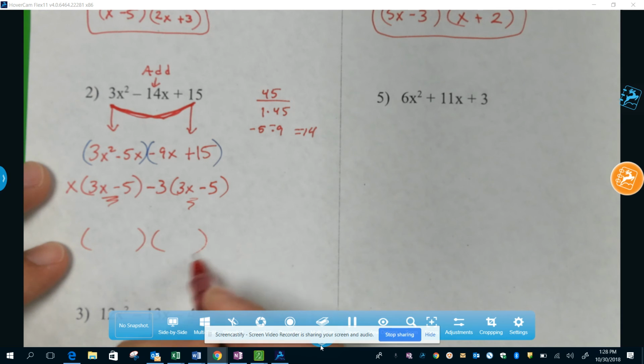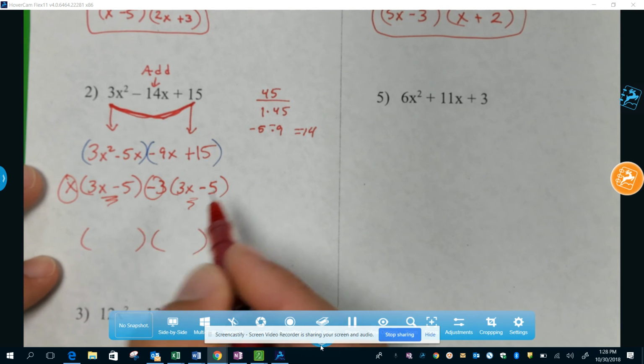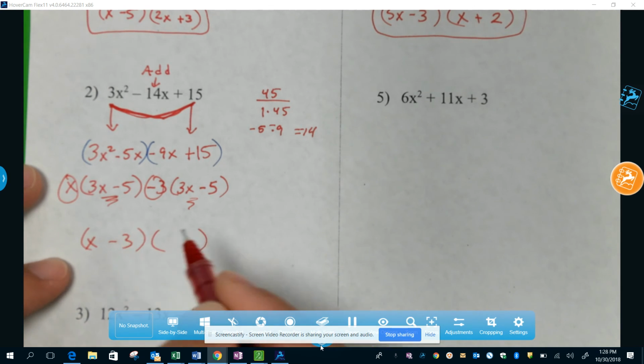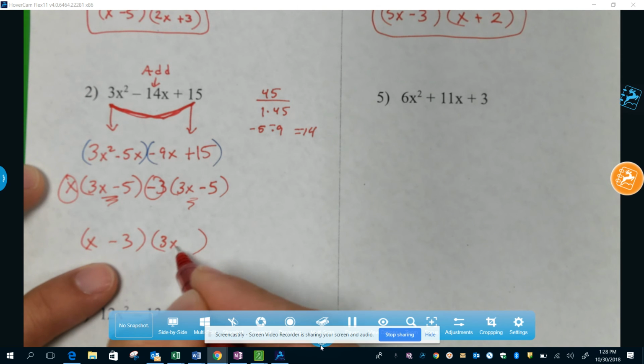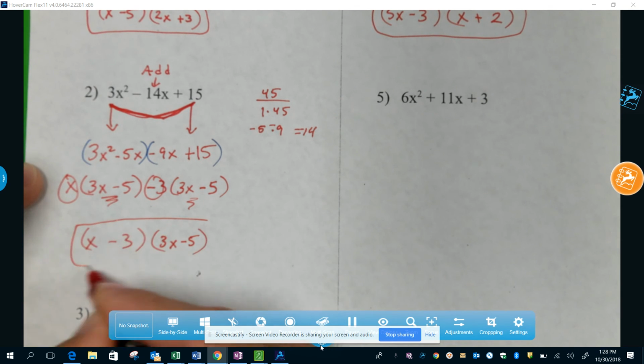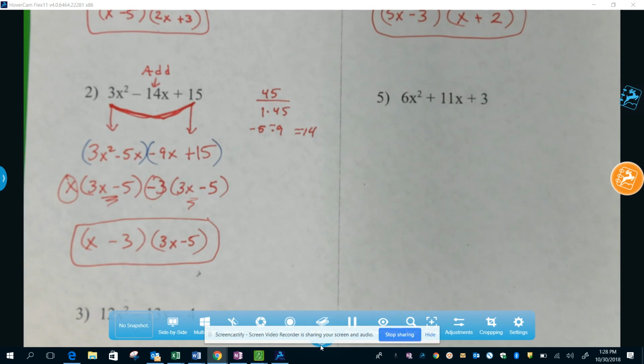So my final answer here, the GCFs go into one parenthesis, so x minus 3. And then the 3x minus 5 goes into the other parenthesis. So that's what we call factoring by grouping. You'll hear me call it the M method.